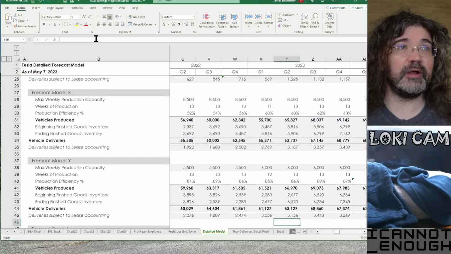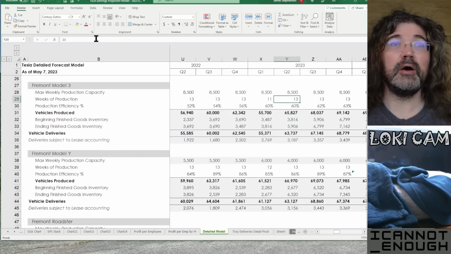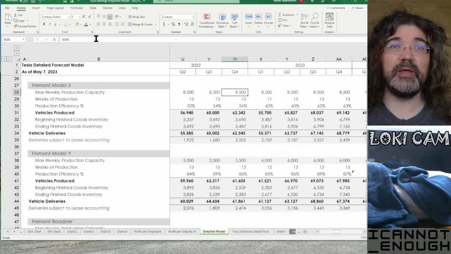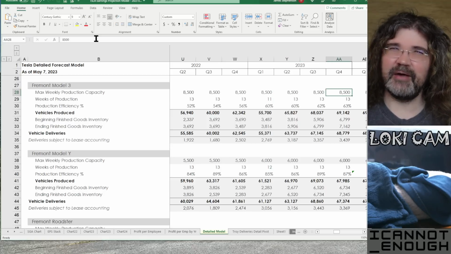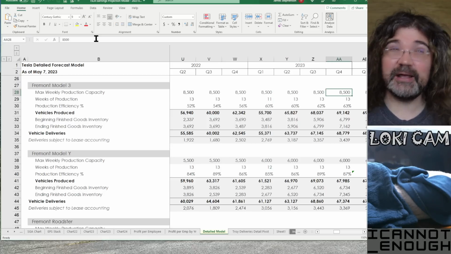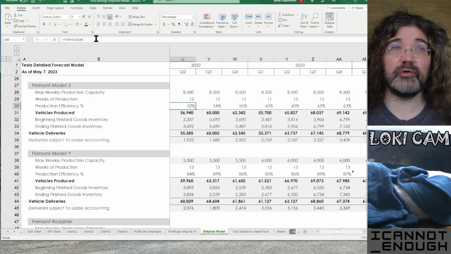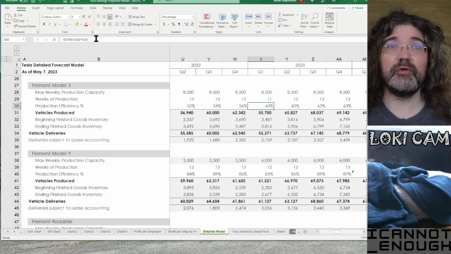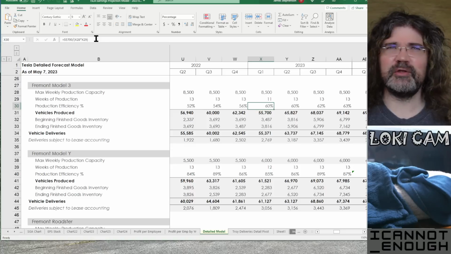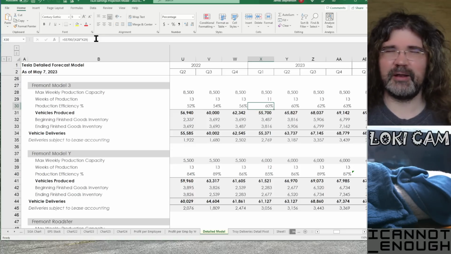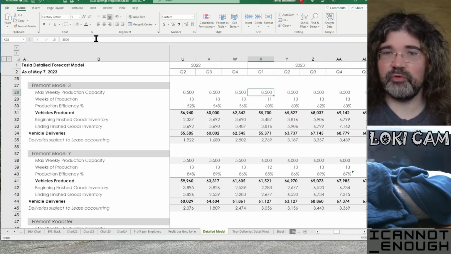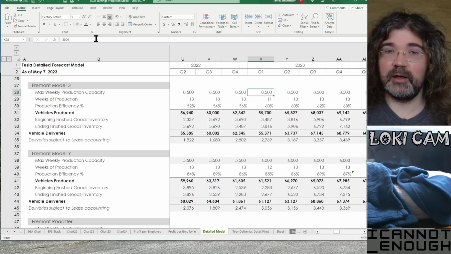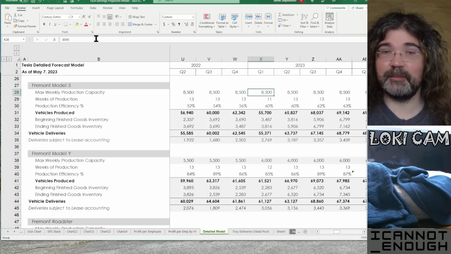So what do we have for Model 3? Well, we've got 8,500 vehicles per week available to be sold. Now, some of this capacity actually has been repurposed to make Model Y at Fremont, which is why these percentages are lower than what they would be otherwise. But if for some reason Tesla decided they wanted to make more Model 3s and fewer Model Ys out of Fremont, they would be able to make more. They would just be repurposing Model Y production capacity to make Model 3.